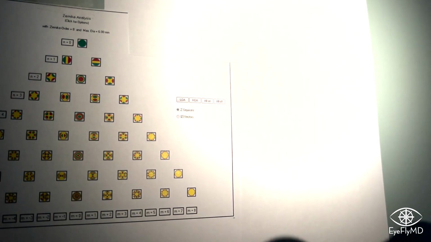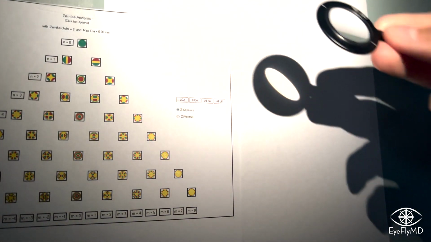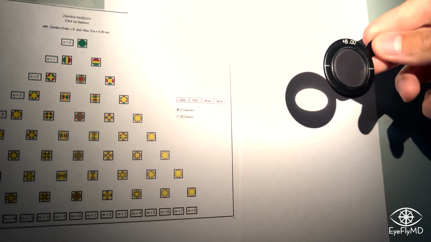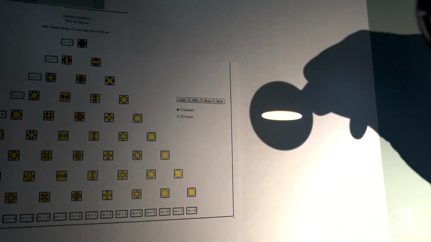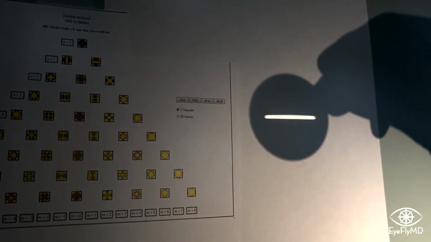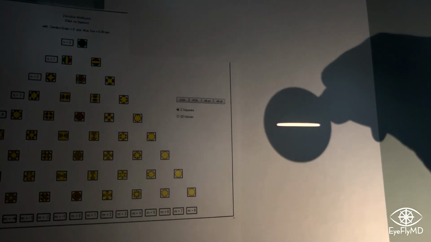Second order aberrations also include astigmatism, which can be demonstrated using the cylinder free lens. Since the light is only being refracted over one meridian, we can expect this focal line instead of a focal plane, as one axis of this lens has no power.